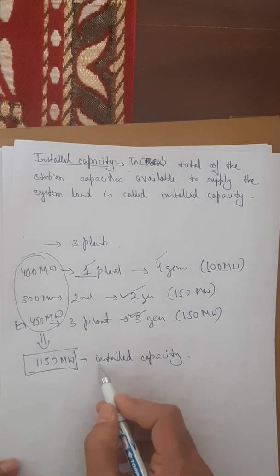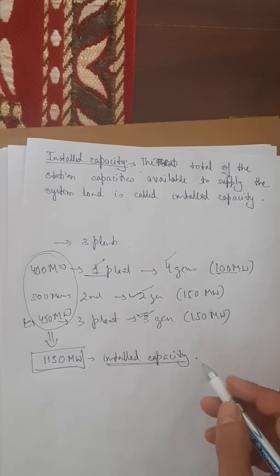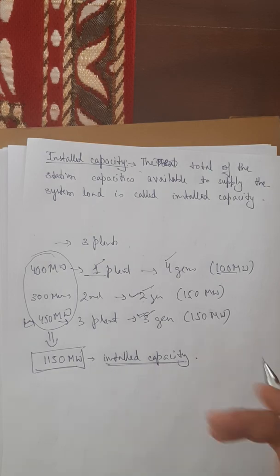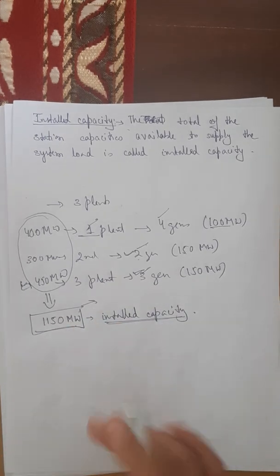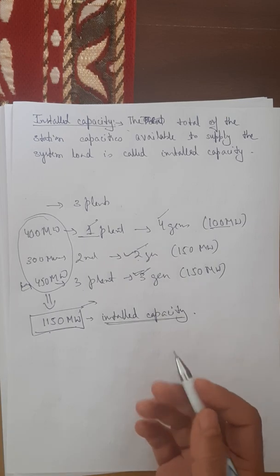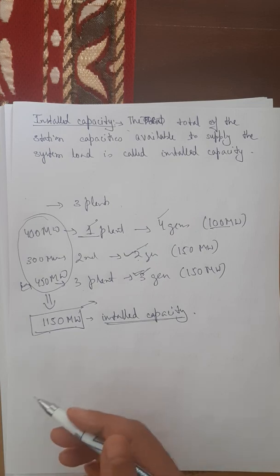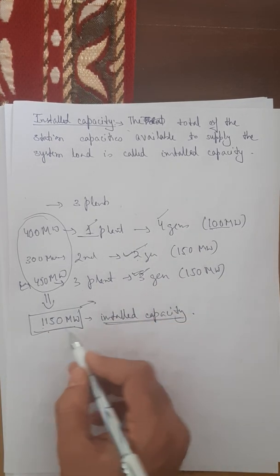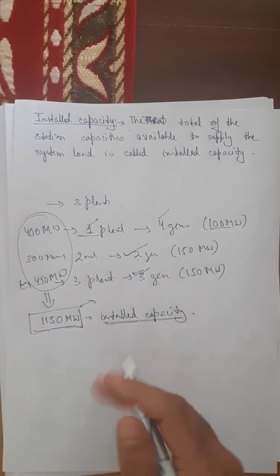So we have an installed capacity, but it doesn't mean that this power station will be working on its installed capacity all the time. Not necessary. It has the capacity to generate 1150 megawatt. But depending upon the availability of water, or if it is a thermal power plant, depending upon the availability of coal, maybe it will generate 1150 or slightly less than 1150, but not more than 1150, because it is the installed capacity. We cannot go beyond the installed capacity.